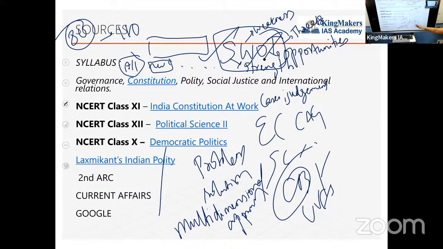Then you will Google for SWOT analysis, okay, for each of the institutions that you find on Google.